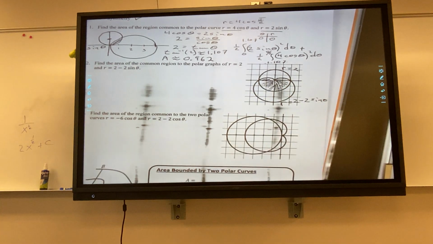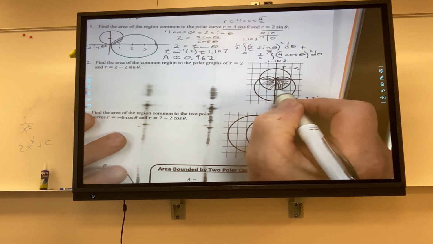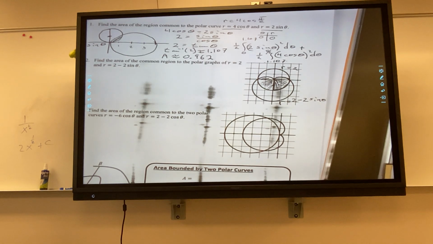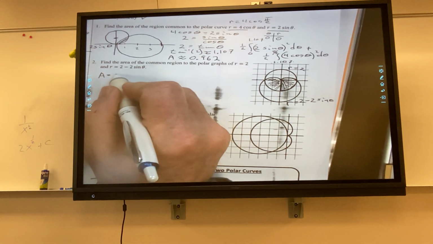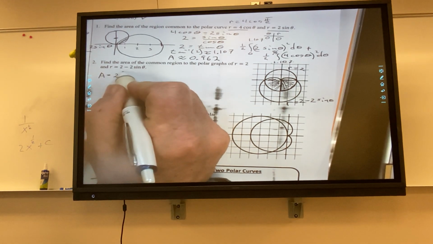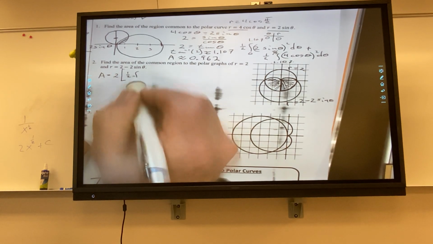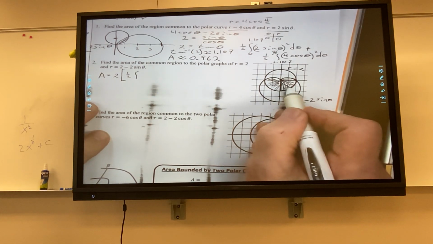So you can see that it's symmetrical, correct? So what I'm going to do is figure out the area of this region right here and just multiply it by 2, okay? So this is how I'm gonna start. I'm gonna have 2 times 1/2. And if you take a look, I'm gonna start here and move counterclockwise.